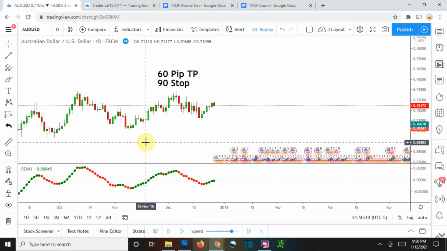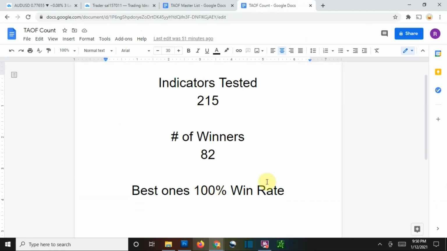Alright, as I said, today we will be testing the regularized momentum indicator. But before we do, I wanted to put the indicator scoreboard up for everyone to see. So, to date, we have tested 215 indicators, and out of those 215 indicators, 82 of them have been winners, which means that they have met or exceeded the 60% win-loss ratio threshold that we have set for them. The best ones so far were able to achieve a 100% win rate.